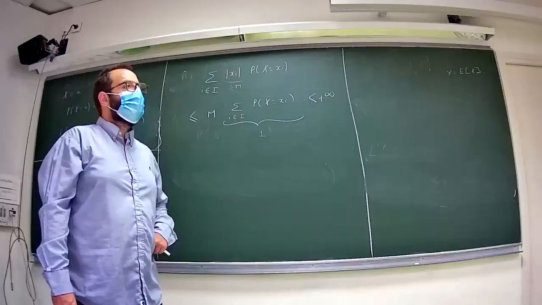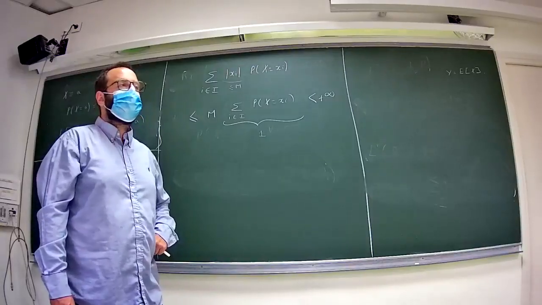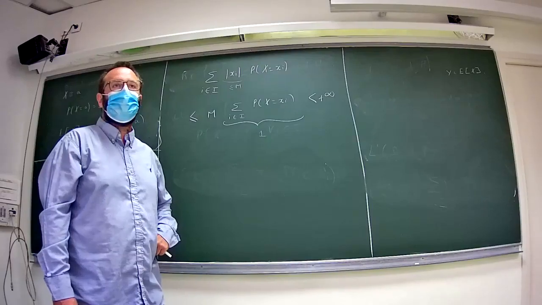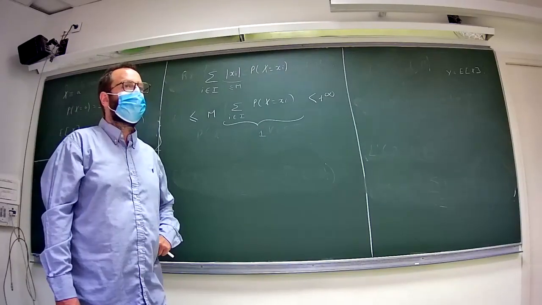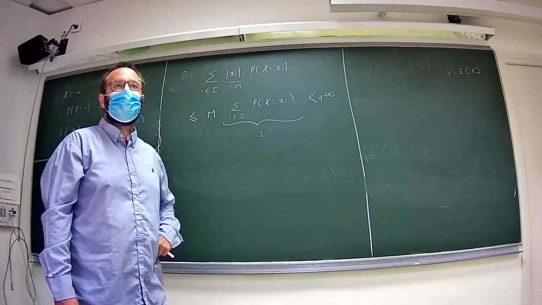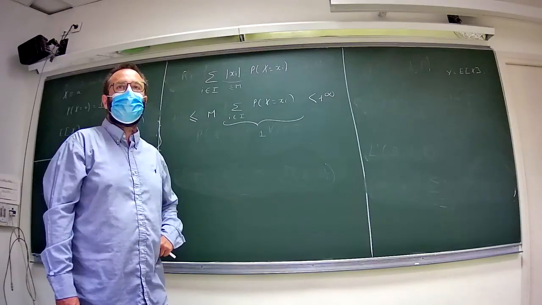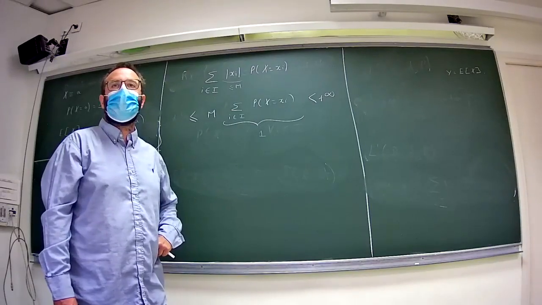L1 is a vector space and expectation is linear. What is the meaning of being a vector space? Nobody knows the definition of what is a vector space?